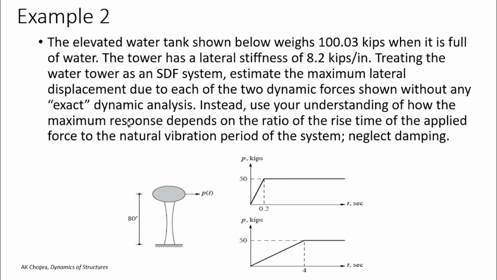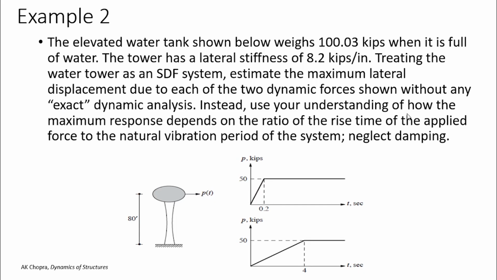So in the next example, the properties of an elevated water tank is given. The elevated water tank shown below weighs 100.03 kips when it is full of water. The tower has a lateral stiffness of 8.2 kips per inch. Treating the water tower as a single degree of freedom system, estimate the maximum lateral displacement due to each of the two dynamic forces shown without any exact dynamic analysis.